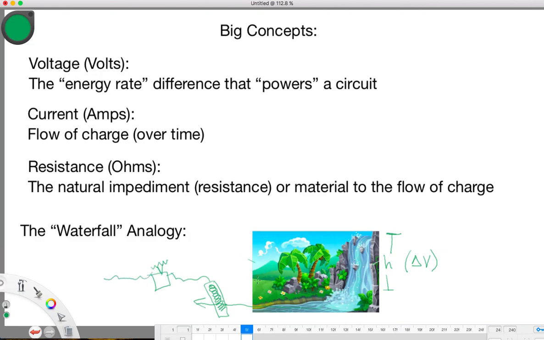And we'll take a look over the next week or so at how they specifically relate to one another. But if you understand these basic terms and you think you'd be able to identify them and maybe use them in the waterfall analogy, what we do moving forward should be a little bit easier.